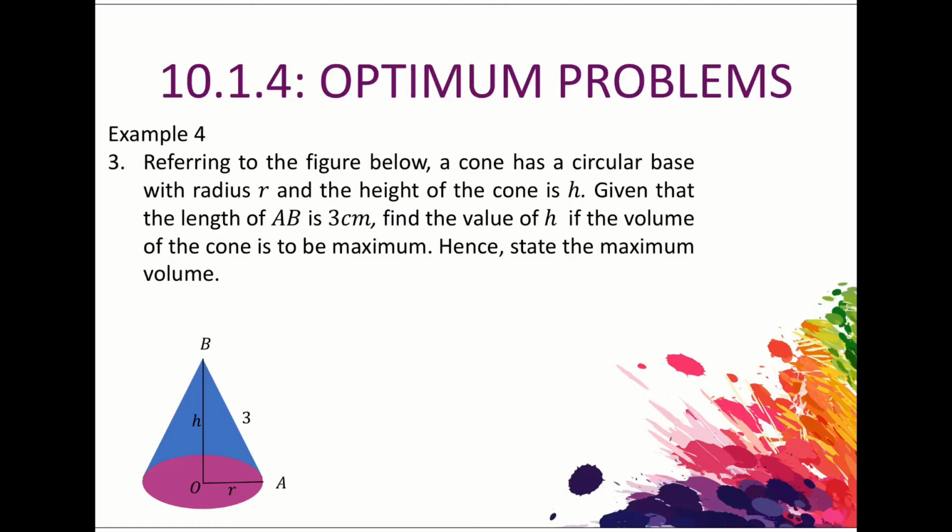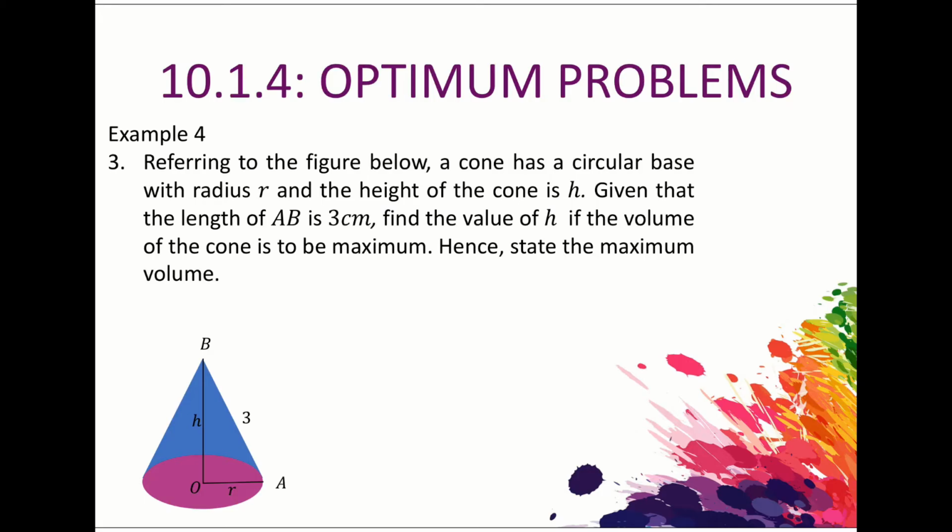Now let's try example 4, question number 3. Referring to the figure below, a cone has a circular base with radius r and the height of the cone is h. Given that the length of AB is 3 cm, find the value of h if the volume of the cone is to be maximum. Hence, state the maximum volume.